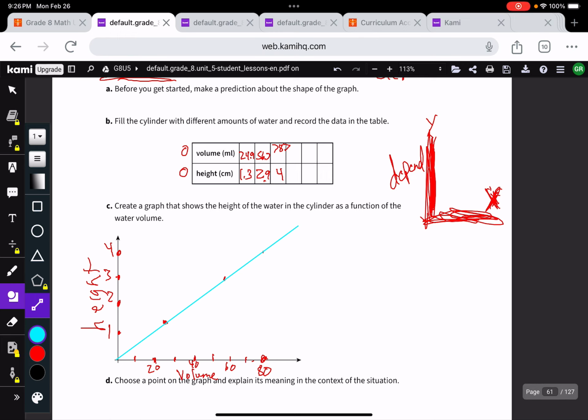So guess what? Not only is the height dependent on the volume, not only is the height a function of volume, it's a linear function. This is not only a function, it's linear.